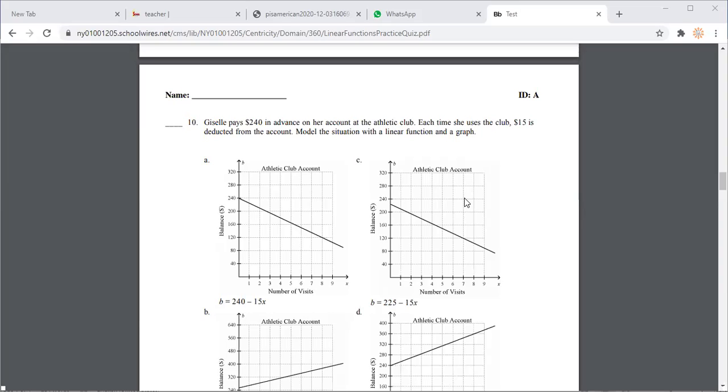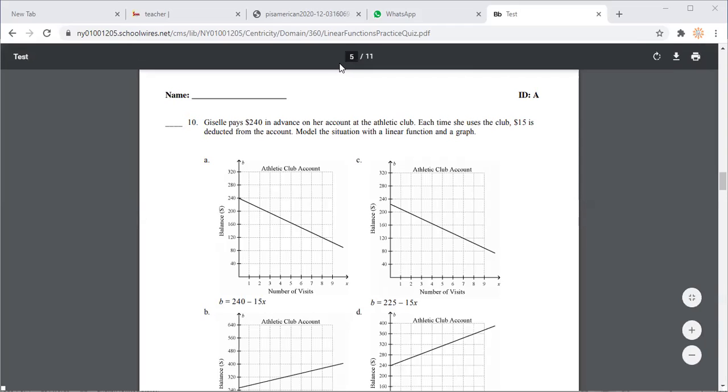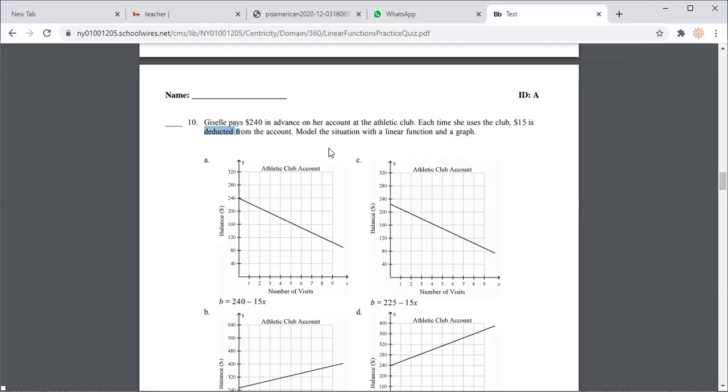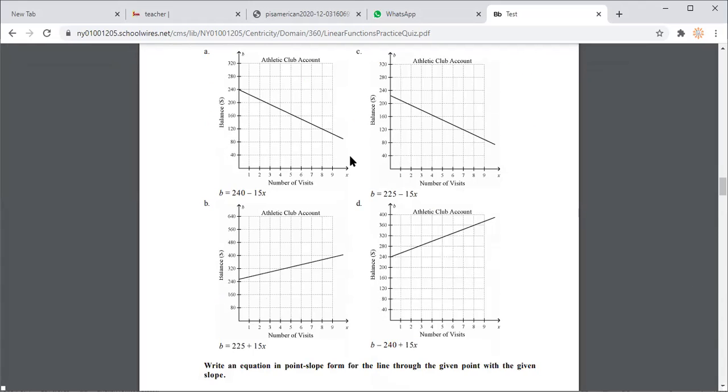Do we have any initial value in this question? Yes, we have, which is that she paid $240 in advance on her account. So she has an initial value. Each time she used the club, $15 is deducted. Does deducted mean it will be positive or negative? Negative. Okay.